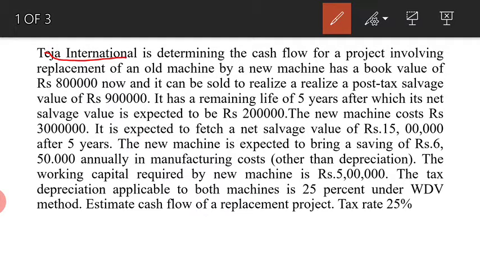Teja International is determining cash flows for a project involving replacement of old machine by new machine. From this particular sentence, it is very clear that the problem is related to replacement, because the word replacement appears in the question and it says replacement of old machine by new machine. That means there are 2 machines.